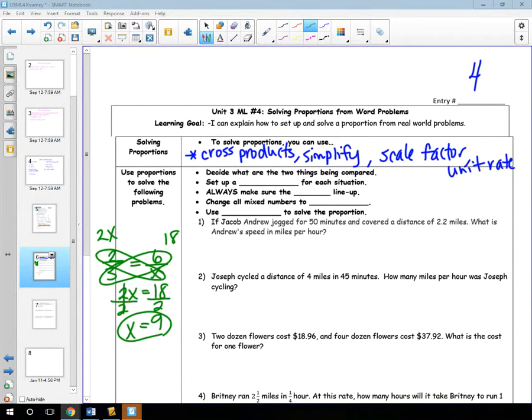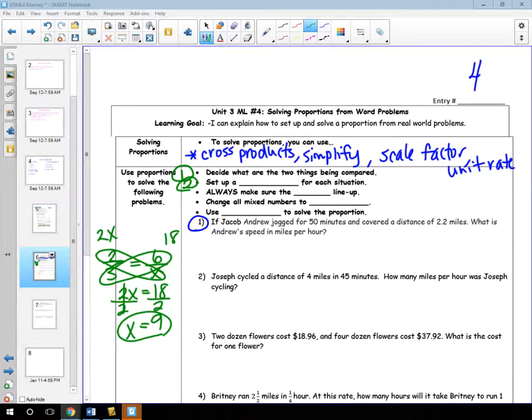I'm going to take you through some steps, and while we work through these steps, we're going to be looking at number 1. The very first step is to decide what the two things being compared are. Are we talking about cups of flour per batch of cookies? Are we looking at miles to hours? Are we looking at words per minute? What are the two things you're comparing? Then you're going to set up a proportion in order to solve that. So let's take a minute to read number 1.